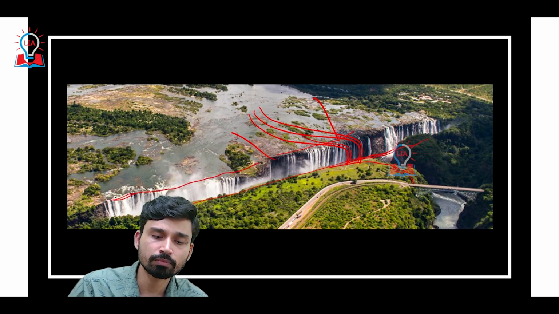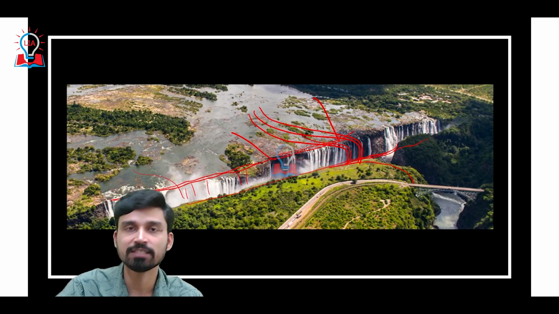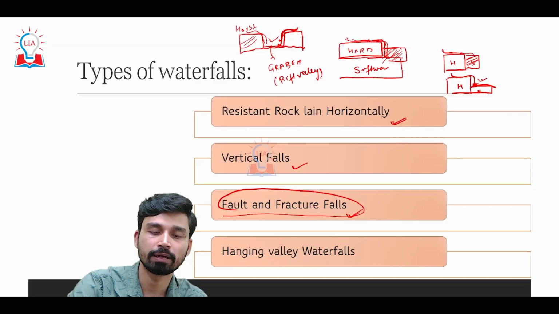You can see it is very broad in nature all across this rift valley, all along this horst and rift valley structure. The water is falling, making it a gigantic kind of waterfall. So this is the third kind of waterfall, the fault and fracture waterfall.